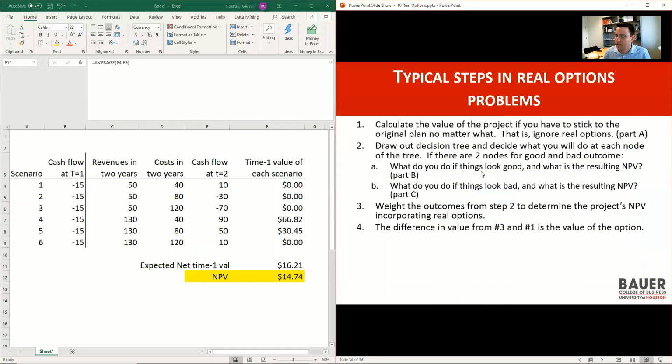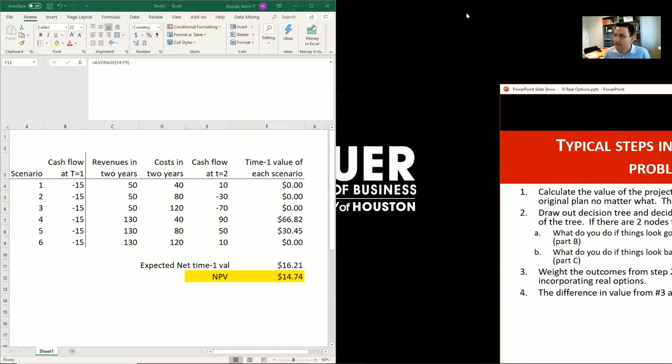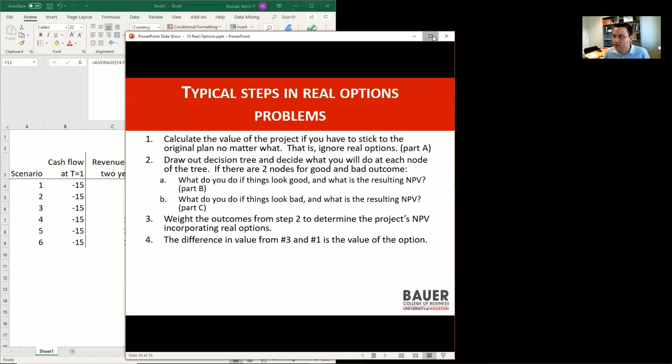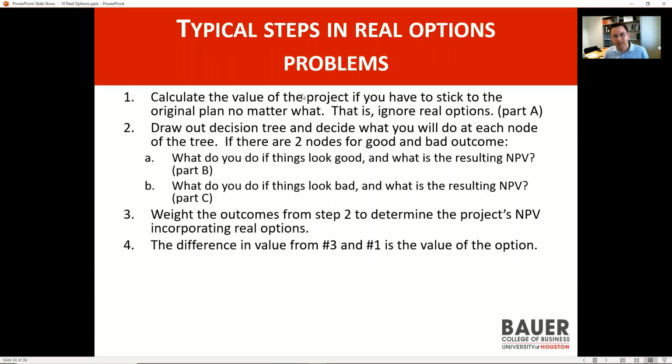That's all the examples for real options I wanted to talk about today. I want to summarize and give you the basic steps because every problem we've done has followed these steps. Every exam problem has these steps. So I want to, in one place, summarize it.